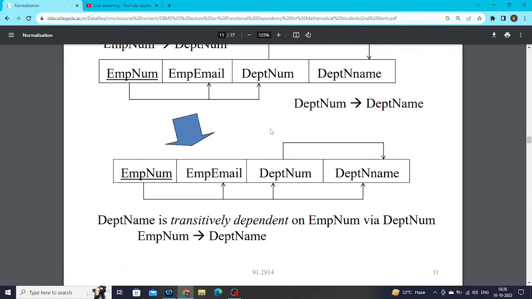So this is the transitive dependency. Department name is transitively dependent on employee number via department number. So department name is indirectly, transitively dependent on the employee number. Clear?